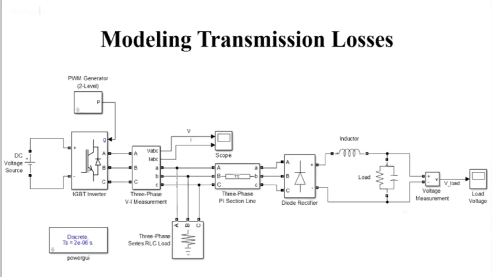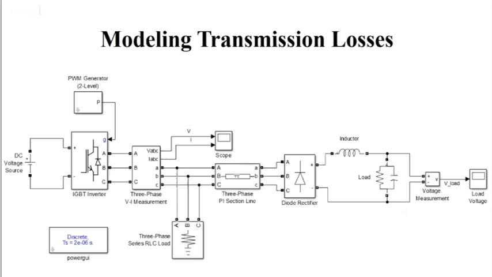This three-phase PI section line is provided between the inverter circuit and the rectifier circuit. That means our inverter is present at somewhere 5 kilometer or 10 kilometer distance, so we are providing a three-phase PI section line in between this circuit. This is given only because the distance between the rectifier circuit and inverter circuit is very long, that means 5 kilometers, 10 kilometers.